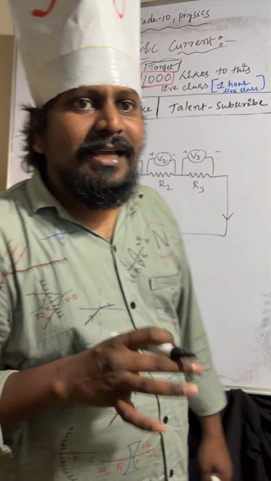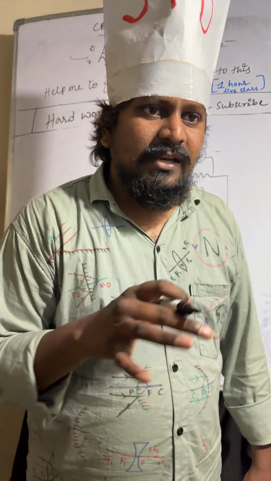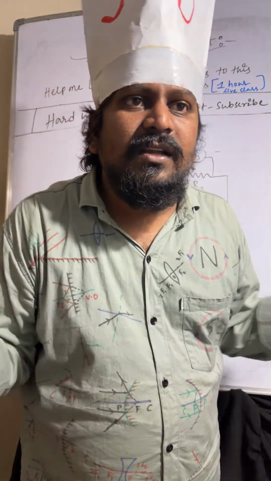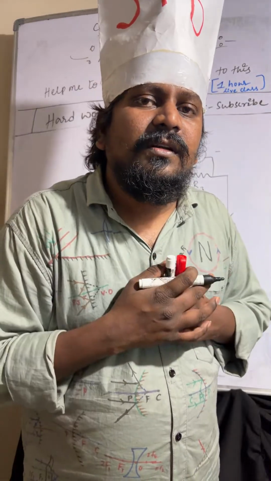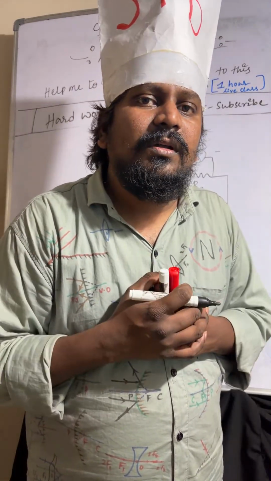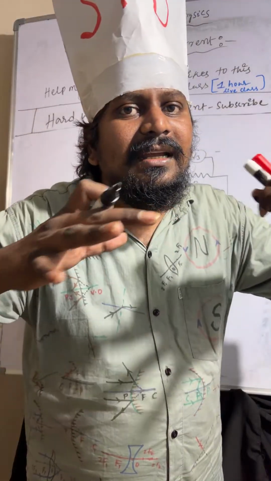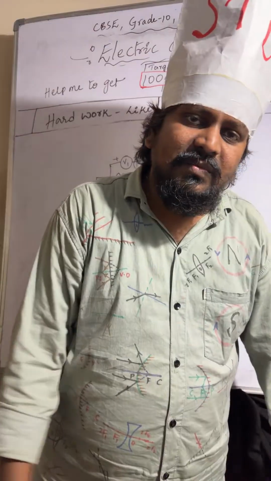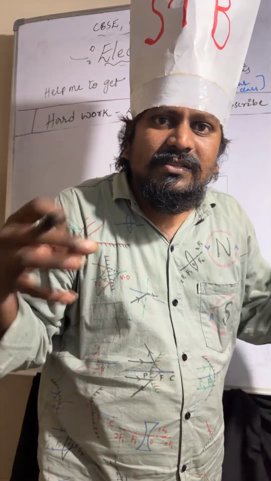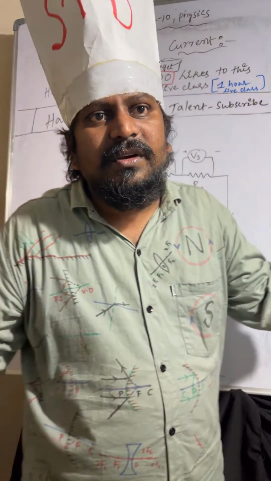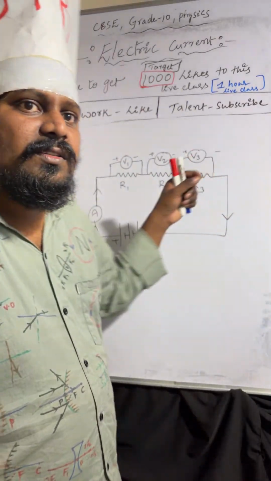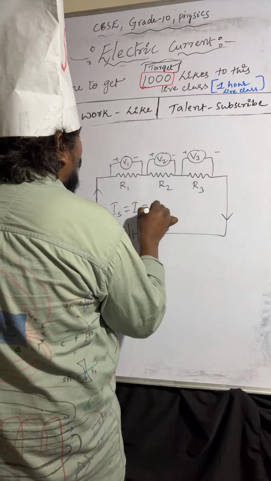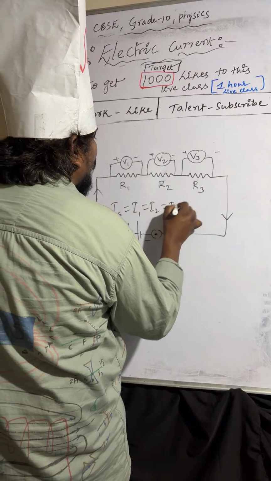So in the circuit, the current is the same because all resistors are connected in series combination. That's why Is equals I1 equals I2 equals I3 equals I.